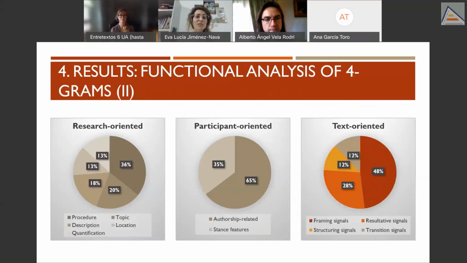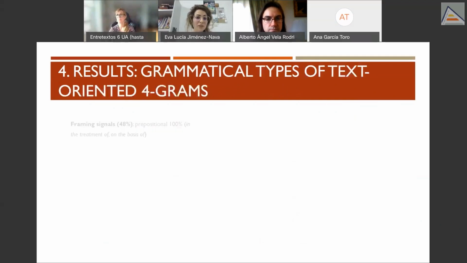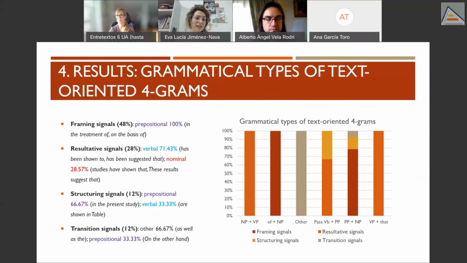And the last group was text-oriented 4 grams. So here, all of the subtopics were represented. Framing signals were the most common ones, followed by resultative signals, structuring signals, and transition signals. In terms of the grammatical types, prepositional phrases were the most common one in the most recurrent topic, framing signals, like in the treatment of or on the basis of. We also find prepositional phrases in structuring signals and transition signals, but in resultative signals, the most common ones were verbal phrases, as you can see on the screen, with more than 70% of representation.